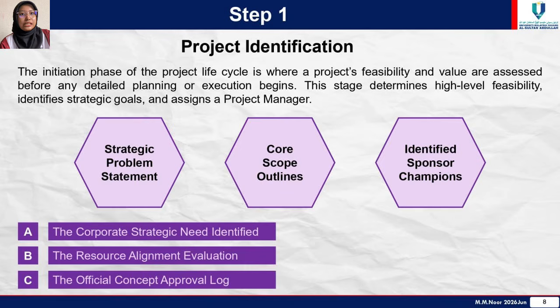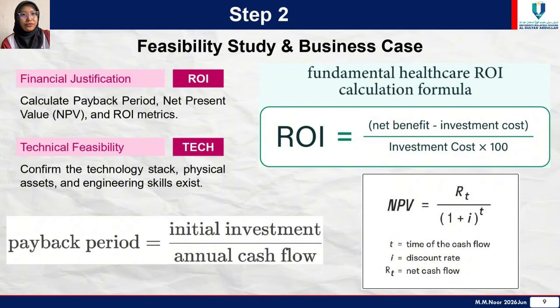Initiation. Initiation is a phase of a project life cycle where the project feasibility and value are assessed before any detailed planning or execution planning begins. It is to determine the high level feasibility, identify strategic goals, and assign a project manager. From A to C, we need to follow the guideline. Next, step 2, feasibility study and business case.